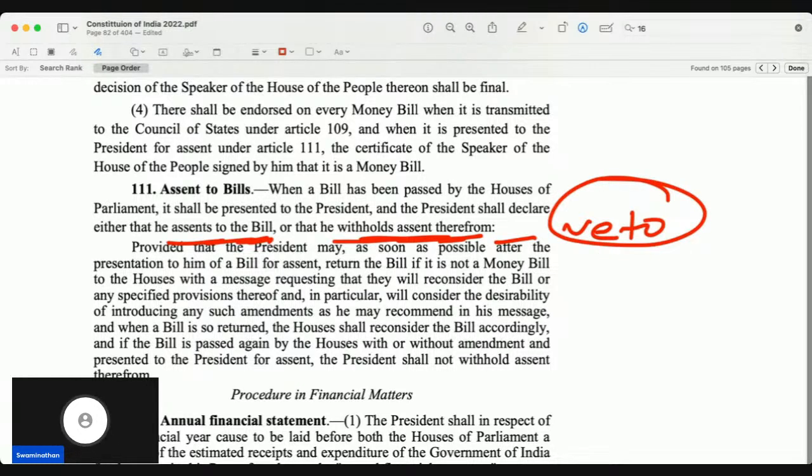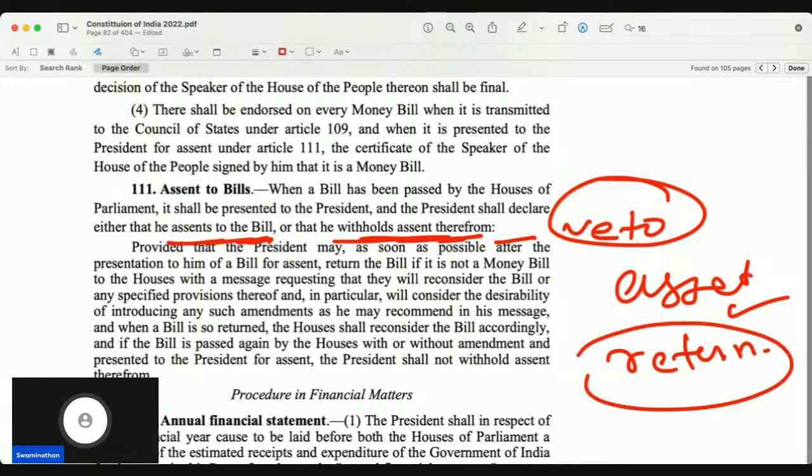The President has certain options. Firstly, he can give the assent, and the bill will become law. Secondly, he can return the bill for reconsideration of the Parliament. But if Parliament reconsiders the bill and sends it back to the President, the President is bound to give the assent to the bill. Apart from that, the President can directly, absolutely deny that he will not sign. That is called absolute veto. The President can reject a bill as well.